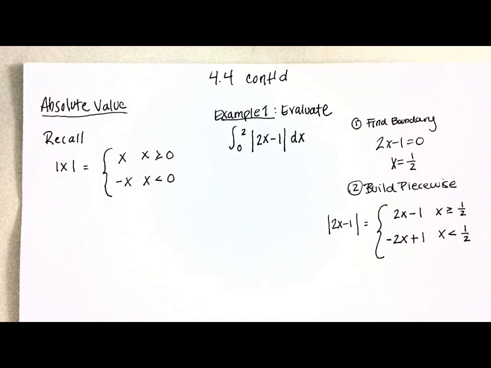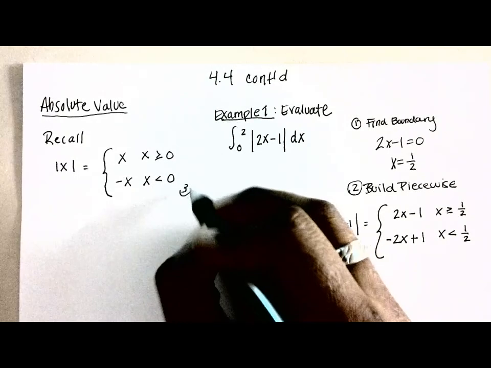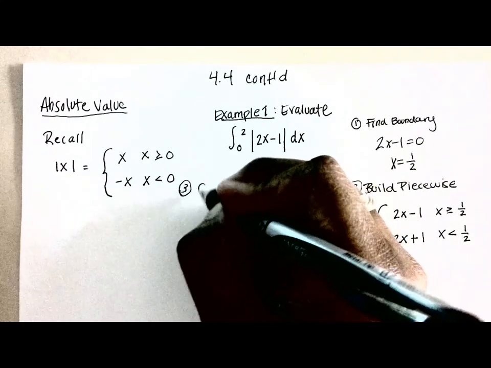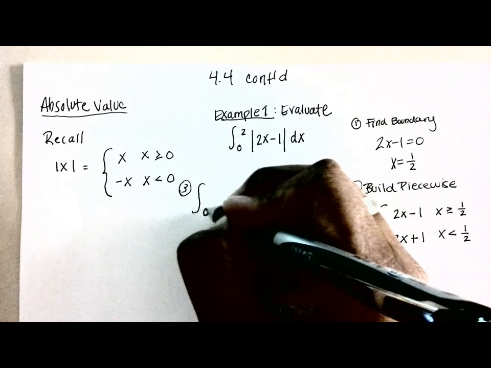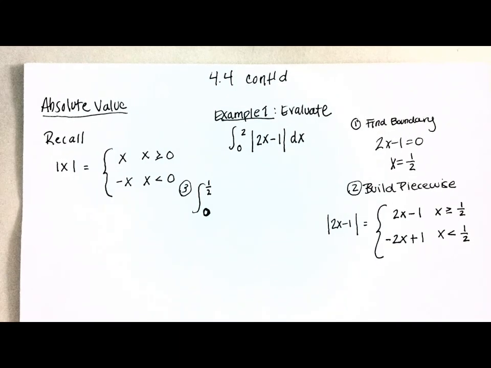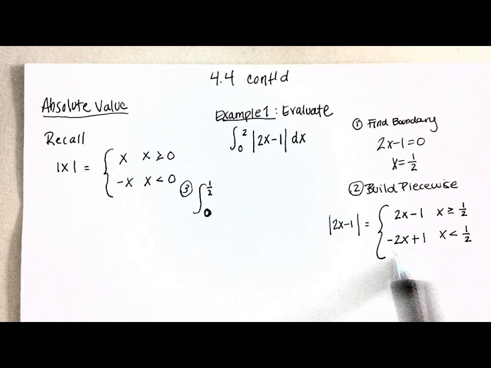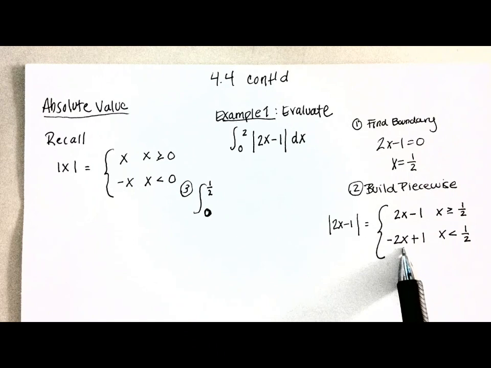What that does is split my integral into two different parts. Step 3 is to rebuild my integral. I'm going to start at A, which is 0, and go to my boundary, half. And 0 to half is all numbers less than half. So if it's numbers less than half, I'm going to replace this with this, because I always need the absolute value to be positive.